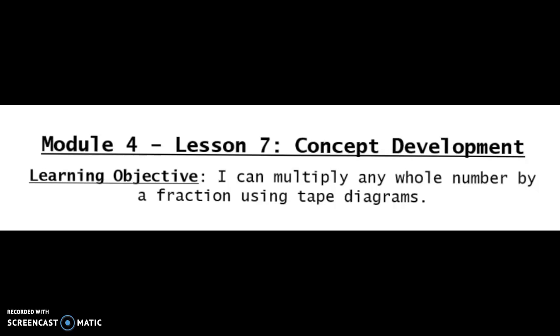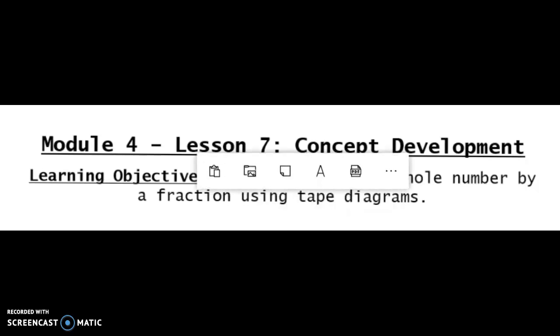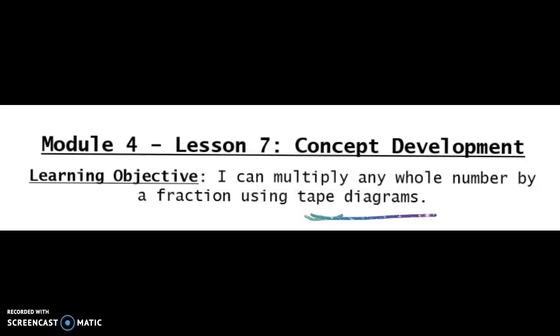All right, so today's lesson is Module 4, Lesson 7. We're going to review the concept development. There are 5 questions today, and the learning objective is: I can multiply any whole number by a fraction using a tape diagram. Please pay attention to the fact that we are going to be using tape diagrams today in solving all of our problems.